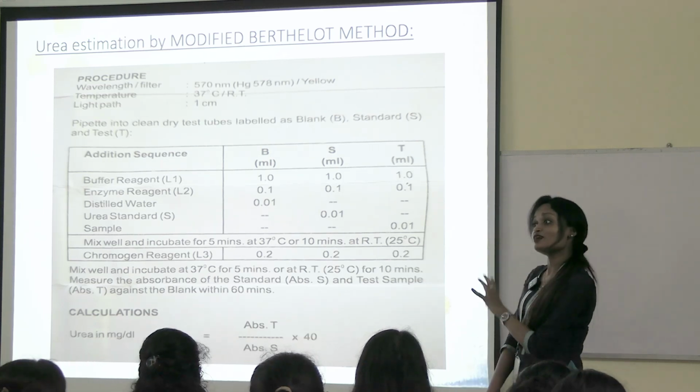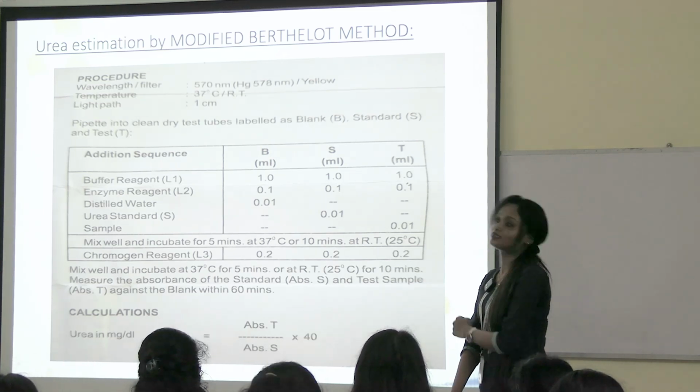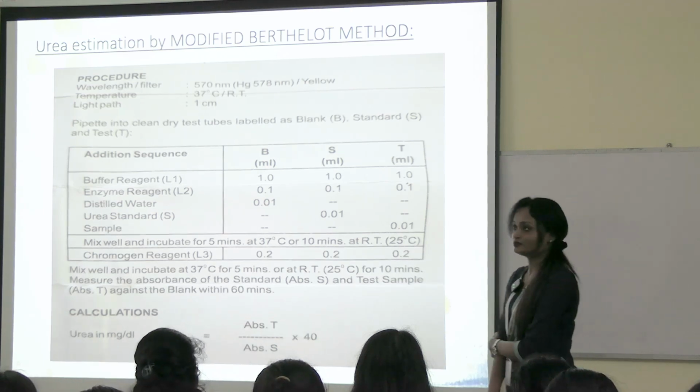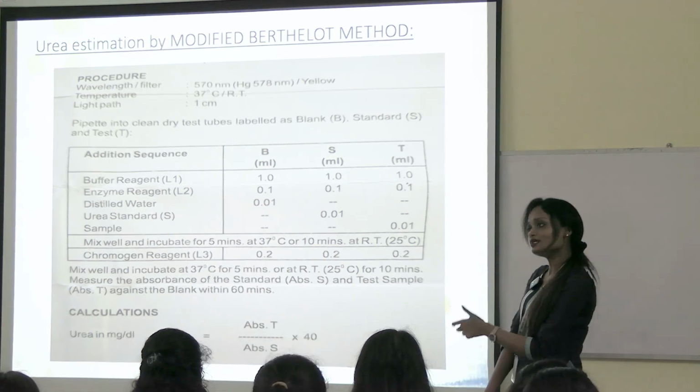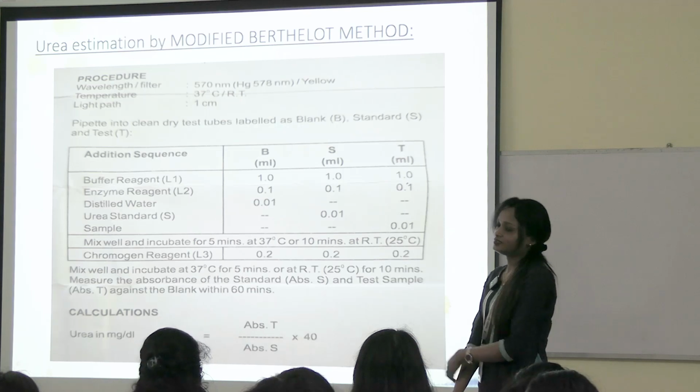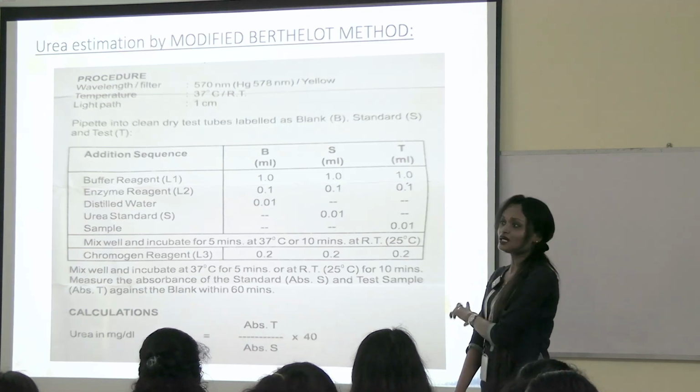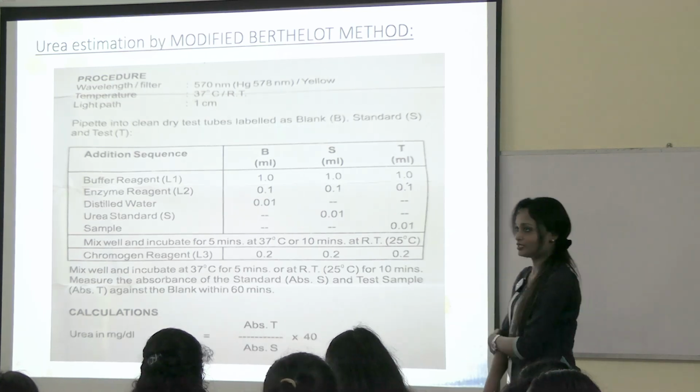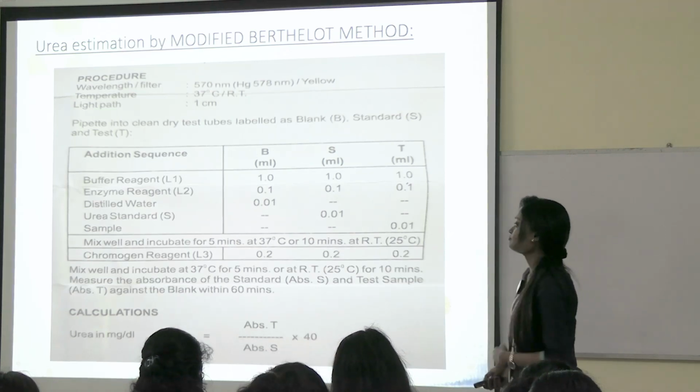37 degrees Celsius for 5 minutes, or room temperature for 10 minutes. Then calculate it in a colorimeter. Then apply this formula: absolute test by absolute standard into 40. Okay.